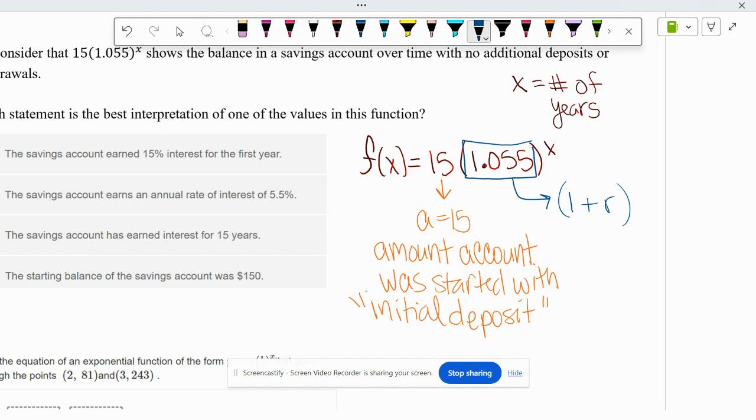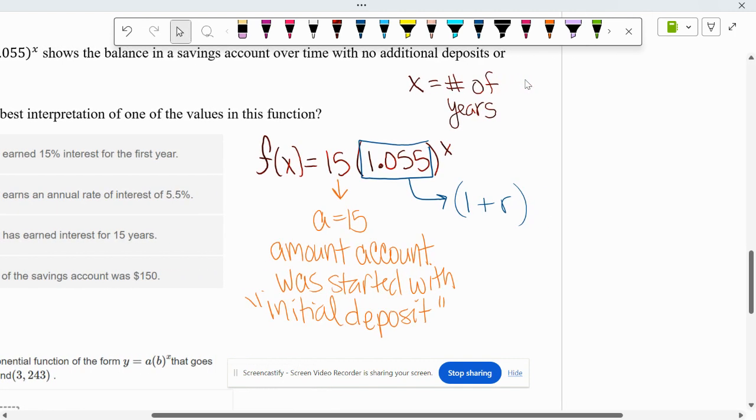I want to find out what R is. How am I going to find out what R is first? Hayden, where are you getting the 0.55? Explain to everybody in this room why you're just working with the 0.55 instead of 1.055. Because we added the 1. So in order to find the rate in its decimal form, we have to subtract the 1, right? That's how we did this. We have to subtract the 1.